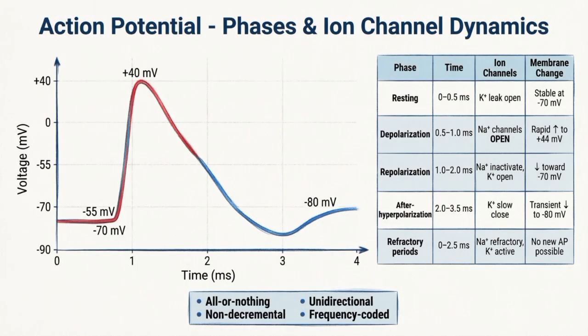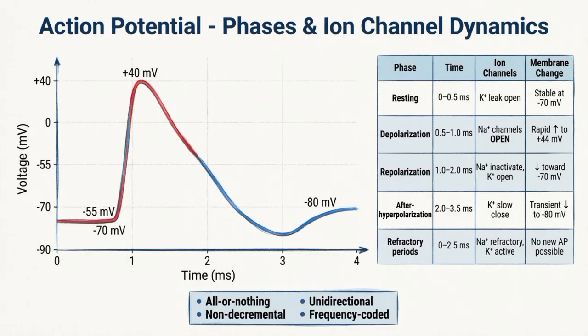Action potential phases and ion channel dynamics. An action potential is a rapid all-or-nothing electrical signal. Phase 1, resting state. The neuron is at minus 70 millivolts. Voltage-gated channels are closed. Threshold. If a stimulus depolarizes the membrane to minus 55 millivolts, an action potential fires.